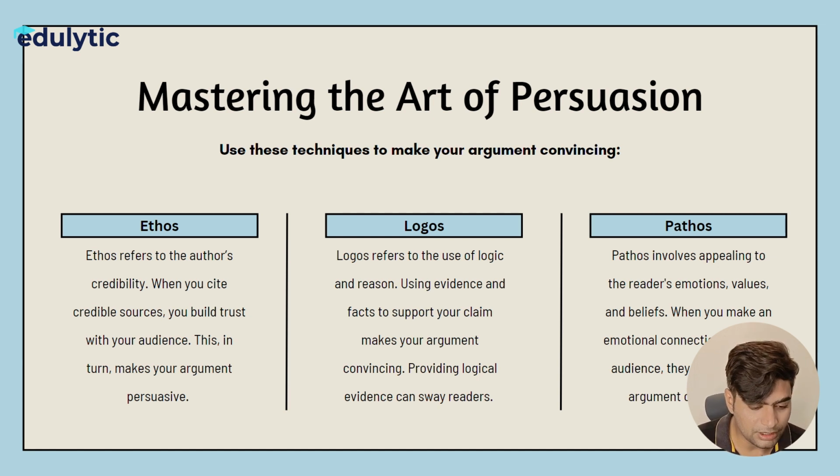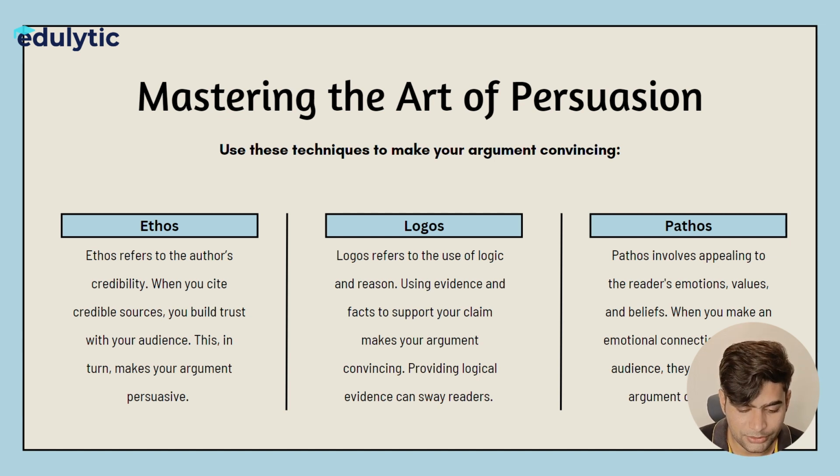First, ethos refers to the author's credibility. When you cite credible sources, you build trust with your audience. This in turn makes your argument persuasive.